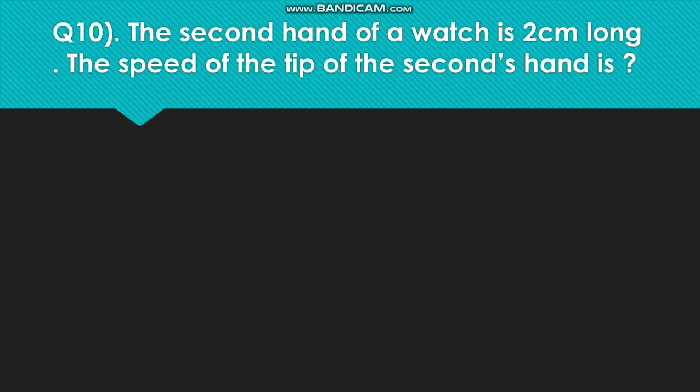And the final question: the second hand of a watch is 2 centimeter long, the speed of the tip of the second hand. This is your homework. So try this question, and we will see this question in the next session. The solution of this question I will give in the next session.